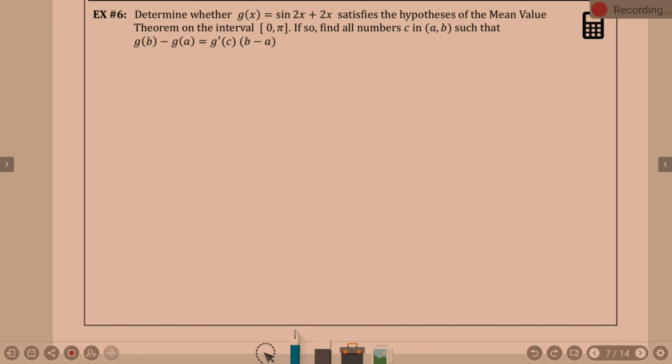Determine whether g of x equals sine of 2x plus 2x satisfies the hypothesis of the mean value theorem on the interval 0 to pi. If so, find all numbers c in a and b such that g of b minus g of a equals g prime of c times b minus a.